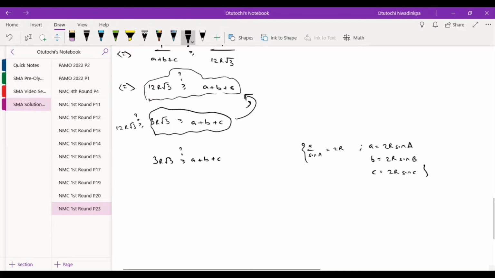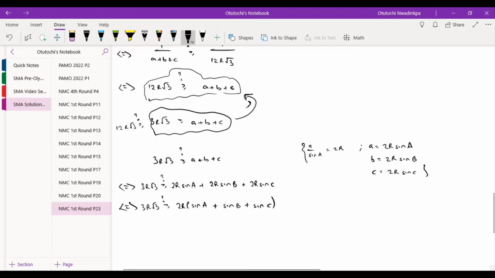So we are going to replace a, b, and c with 2R sine A, 2R sine B, and 2R sine C. So this is true if and only if 3R root 3 is greater than or equal to 2R sine A plus 2R sine B plus 2R sine C. Now, this is true if and only if 3R root 3 is greater than or equal to 2R times sine A plus sine B plus sine C.